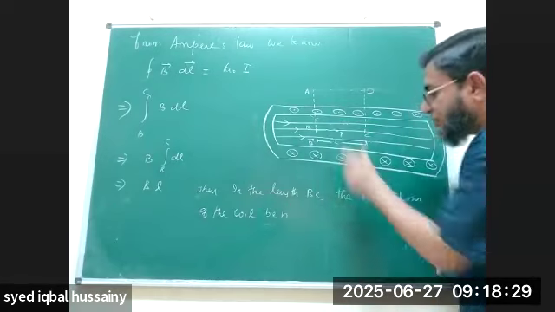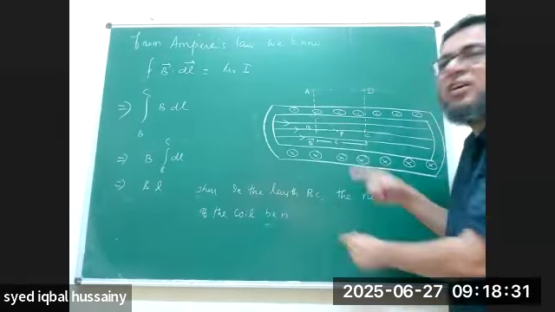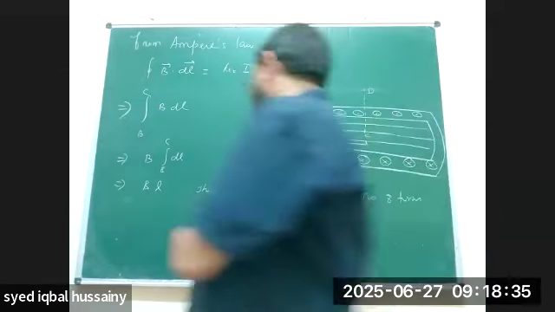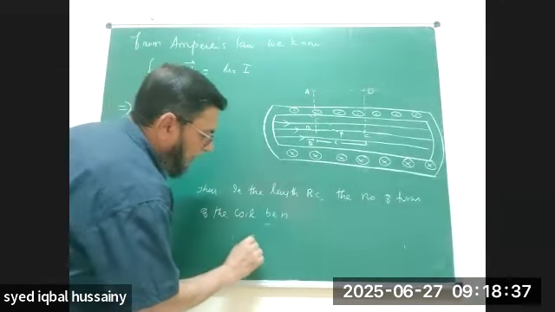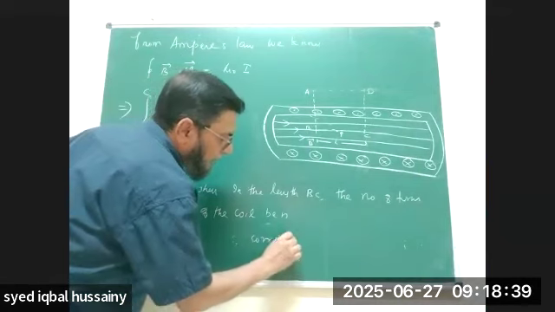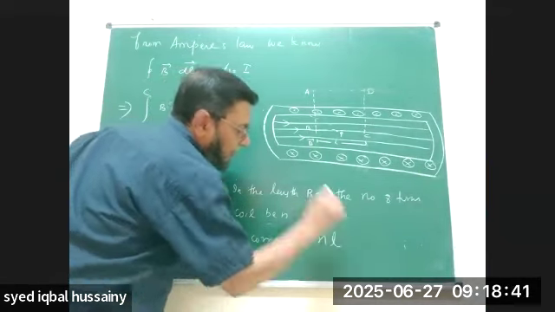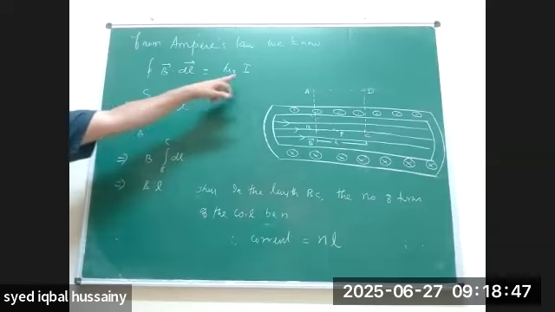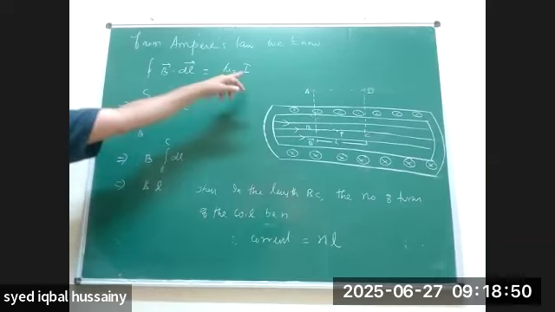Then in the length BC, the number of turns of the coil will be N. Understood? Therefore, current will be equal to N times of I. So what you have to do is multiply the current by N.